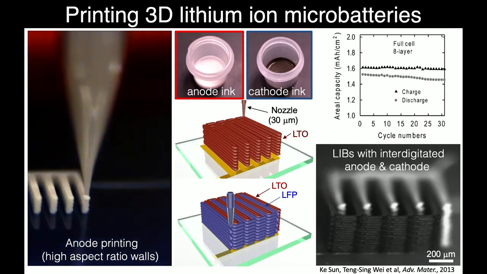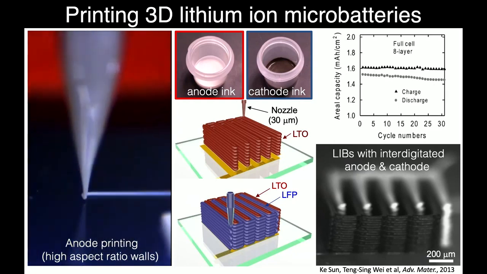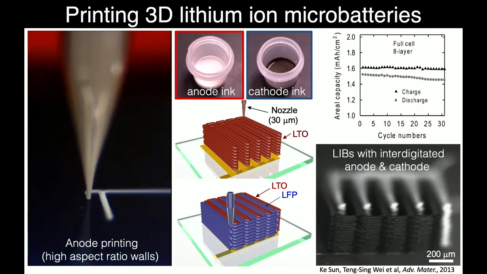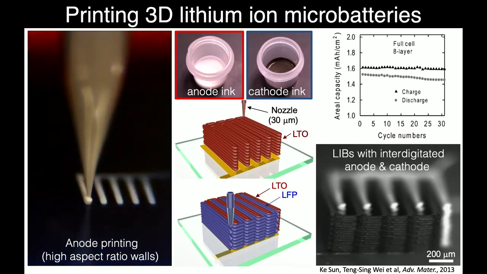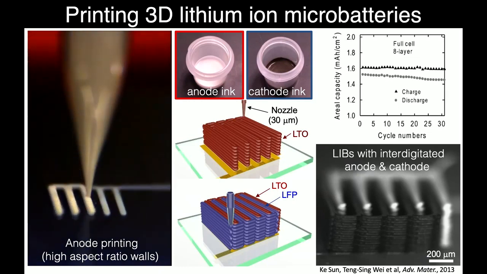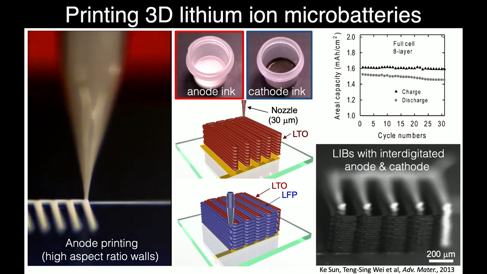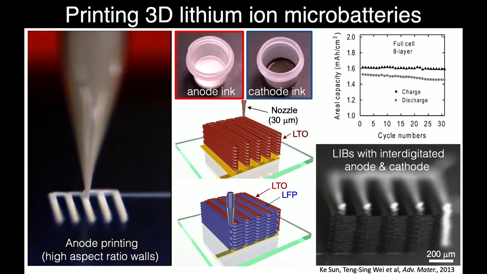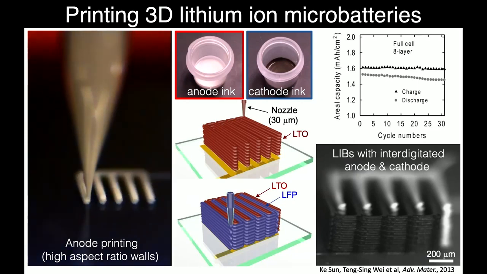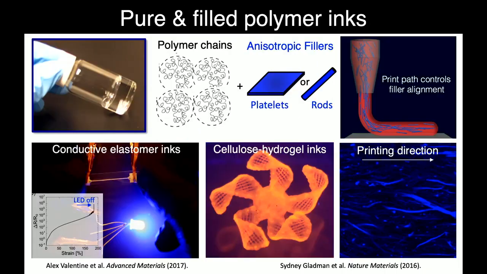We're talking about something that's on the order of 1 millimeter by 1 millimeter in areal dimension and about 0.5 millimeter out of plane. And it works. This is the areal capacity. It can be charged and discharged many times. So this is what one can do with printing. One can design things that one couldn't make by conventional fabrication methods.